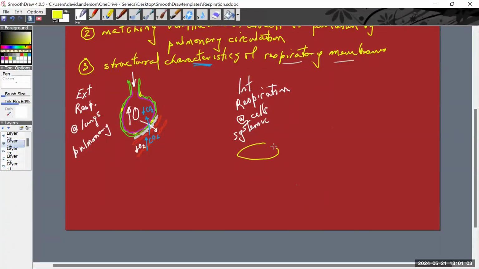So here's our cell. There's our nucleus. And our cell is using up oxygen to make ATP, so it's going to be low in oxygen. And when we make lots of ATP, we create lots of CO2.